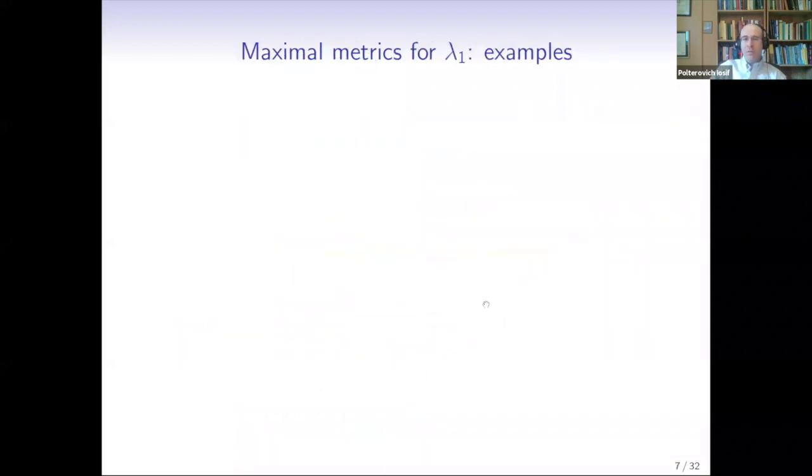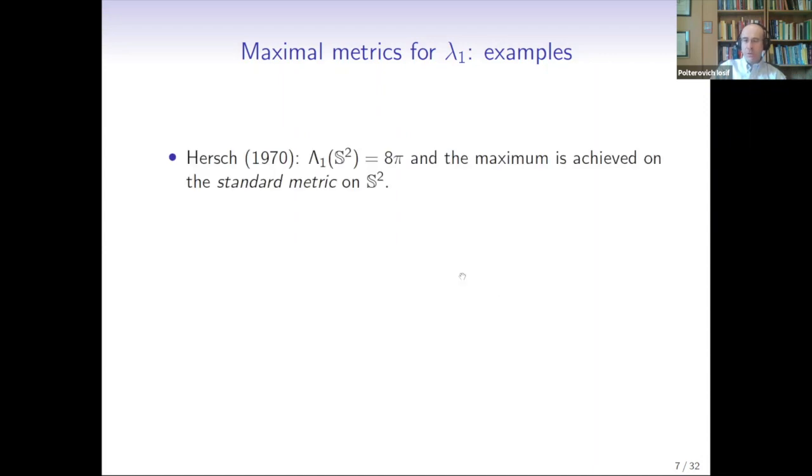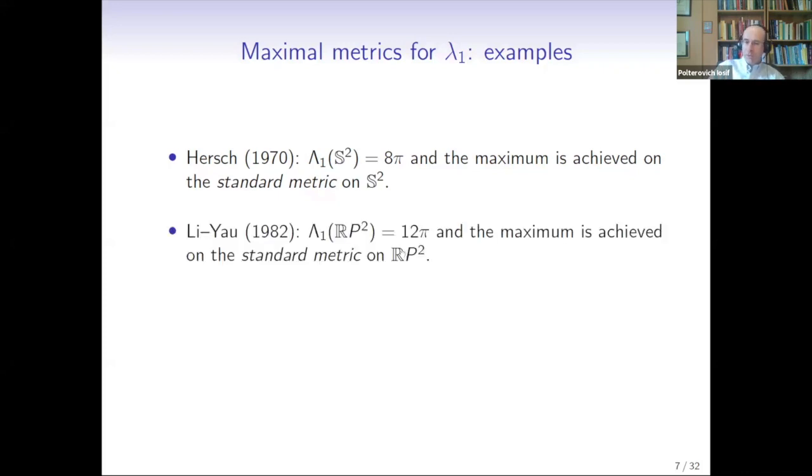So let me present now some examples of maximal metrics for lambda 1, the first eigenvalue. The first example is due to Hersch from 1970. He proved that the first eigenvalue is maximized by the standard round metric on the two-dimensional sphere, and the maximal value is equal to 8 pi. I remind you that this capital Lambda 1 is the maximum of the normalized eigenvalue, lambda 1 bar. Then Li and Yau proved a similar result for the real projective plane. Once again, the maximum is achieved on the standard metric on RP2, and the value is 12 pi.